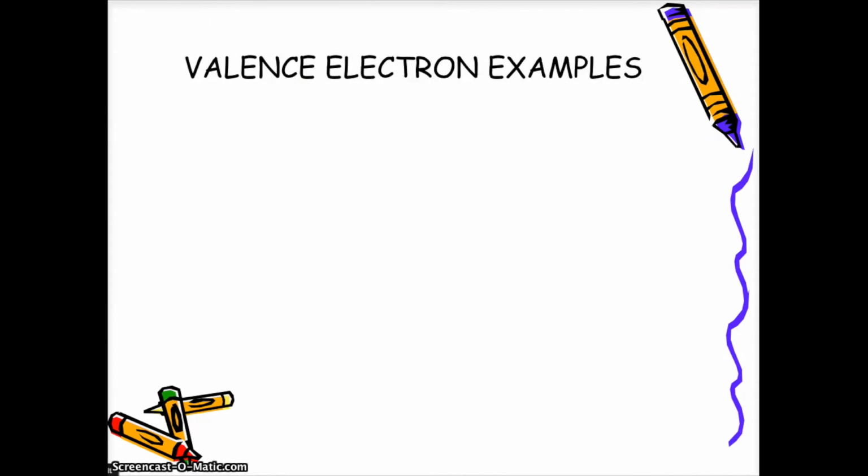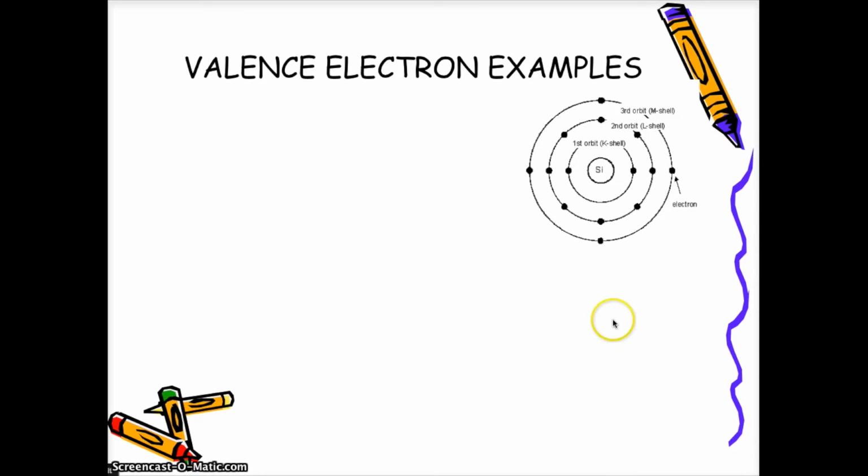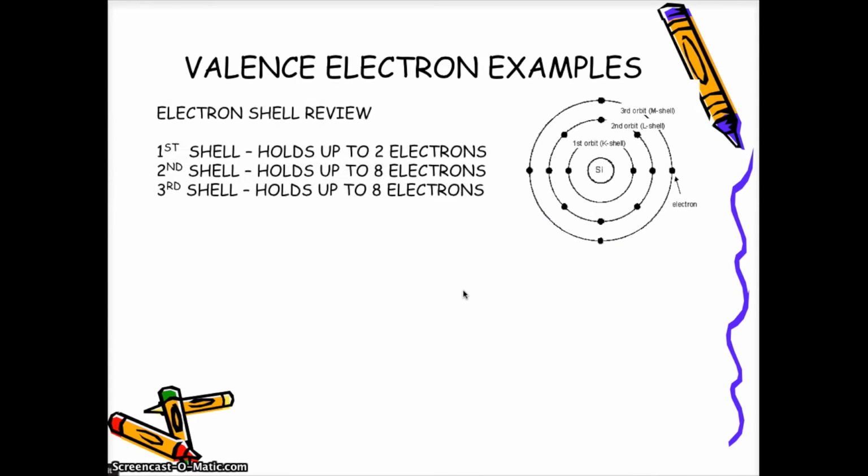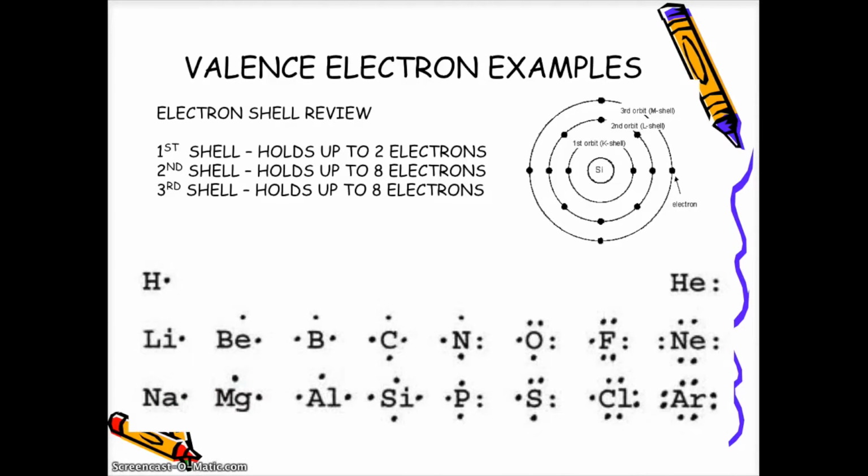Now, some examples of valence electrons. If I have Si, I've got the Bohr diagram here. Si is number 14, so it should have 14 electrons. You'll see 2 in the first shell, 8 in the second shell, and the last shell has 4. So, if we remember that the first shell holds up to 2, the second shell holds up to 8, and that third shell holds up to 8 as well, that brings us to our electron dot configurations, which helps us understand how these atoms will bond.